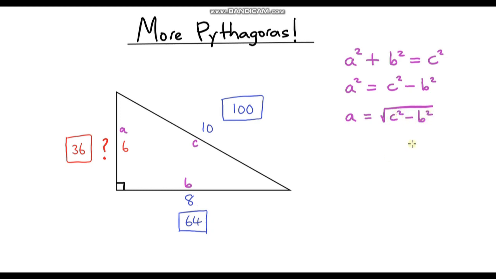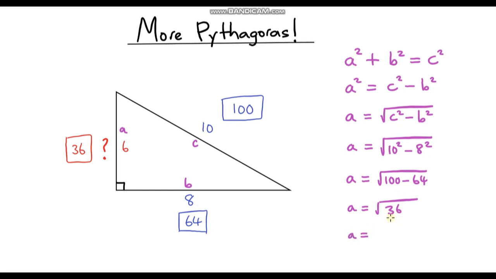So we'll be left with a is equal to the square root of c squared minus b squared. Now if we think about this in terms of our example, hopefully we still get the same answer of 6. What we're trying to work out, a, is going to be equal to the square root of c squared. Well, c is 10, so it's going to be 10 squared minus 8 squared. Now 10 squared is 100, and we're going to subtract 8 squared, which is 64. And now 100 minus 64 is 36. So a is going to be the square root of 36, which is 6.